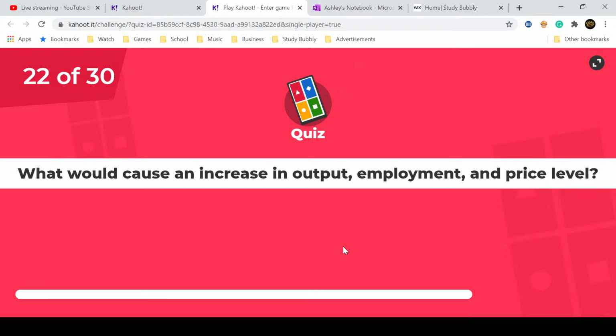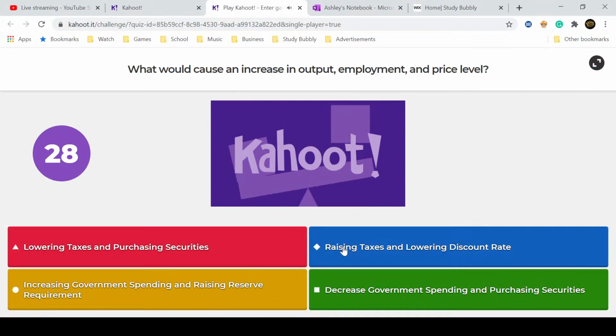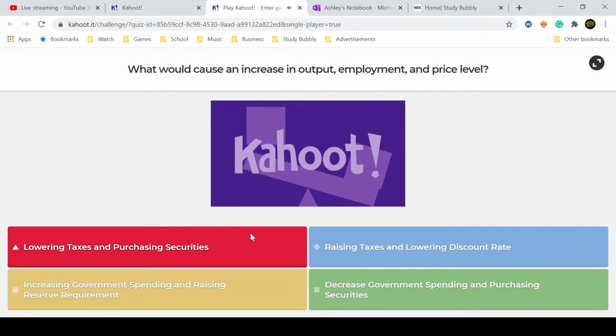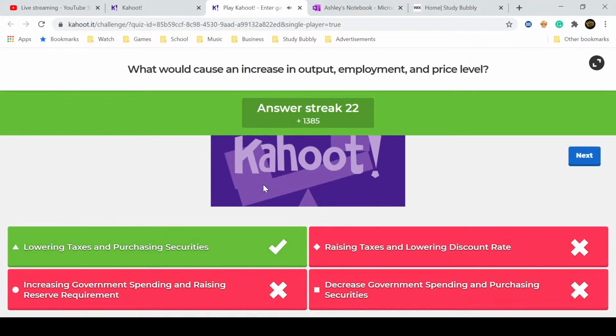What would cause an increase in output, employment, and price level? So this has to do with expansionary policies of both fiscal and monetary. Lowering taxes is a fiscal policy, and lowering taxes will cause consumers to spend more, therefore making output, employment, and price level increase, because of the increase in consumer spending. Purchasing securities, basically that's the government's way, or the feds, because the feds control money supply. The federal bank, the feds. When they purchase securities, they're putting more into the money supply, which again builds up the finances and increases aggregate demand.